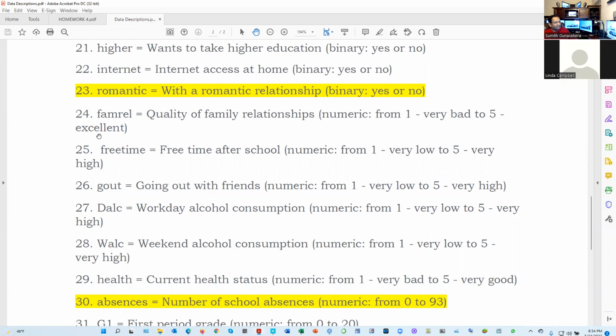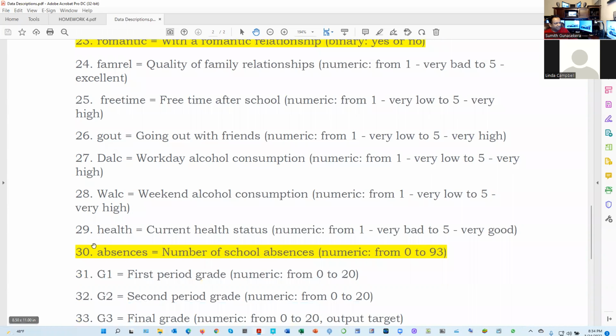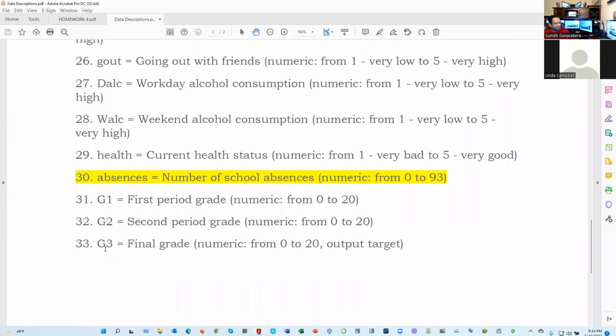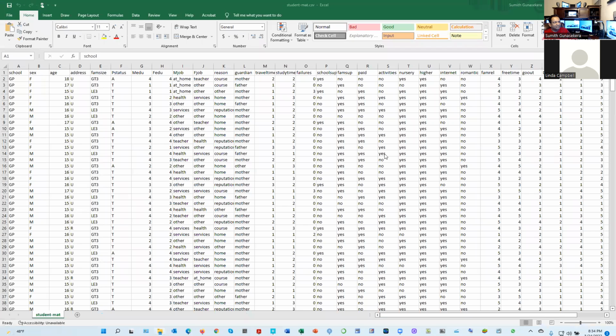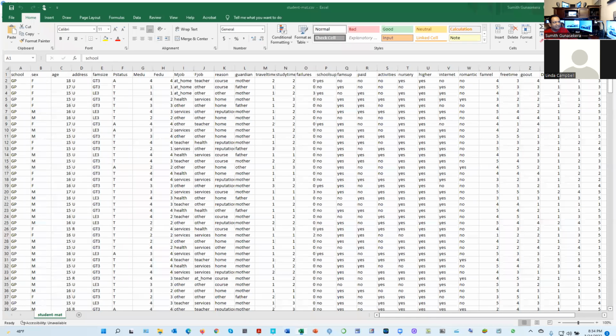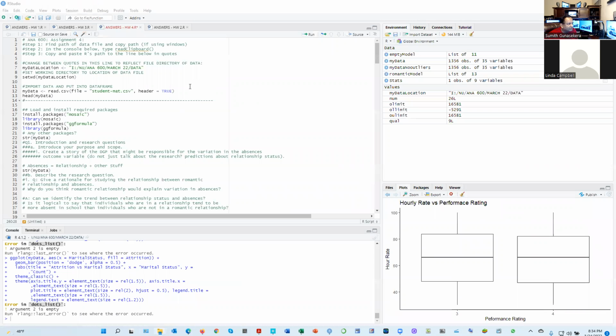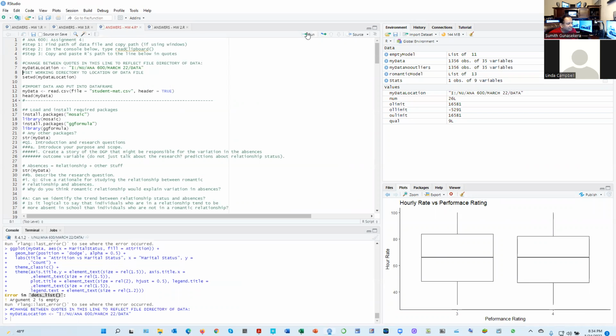And family relationship, free time, going out, alcohol consumption per day, alcohol consumption per week, health, absences, the number of assessments, and then the grades for classes 1, 2, 3. It's a final grade. These two are the second period grade like that. So we have this data. What we did was we imported data here.